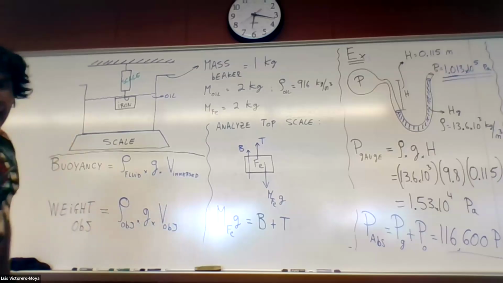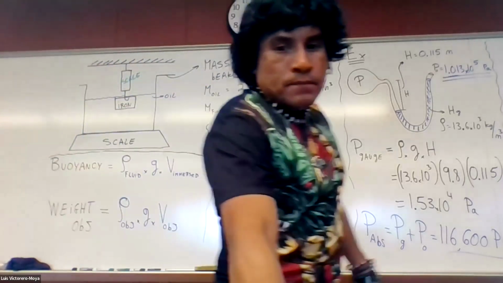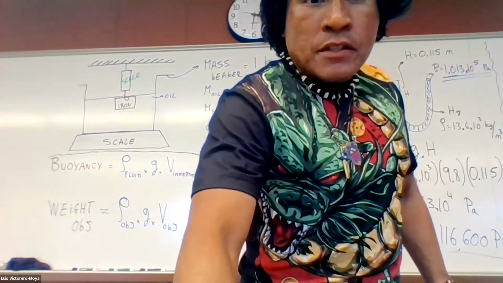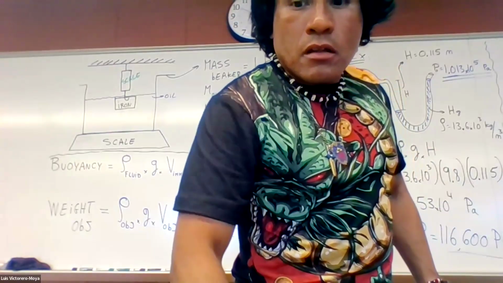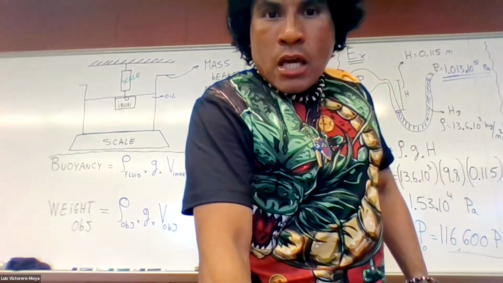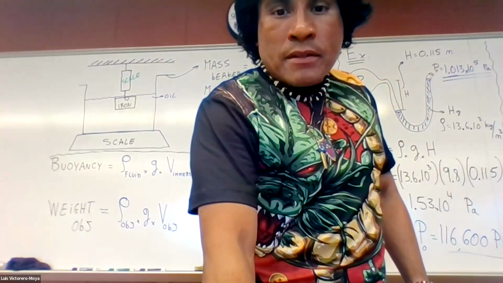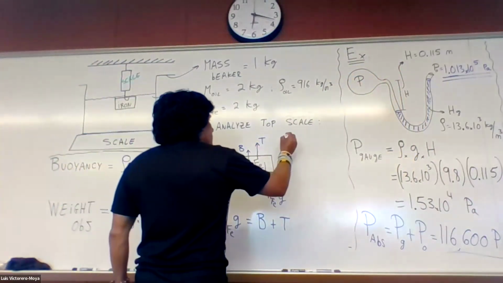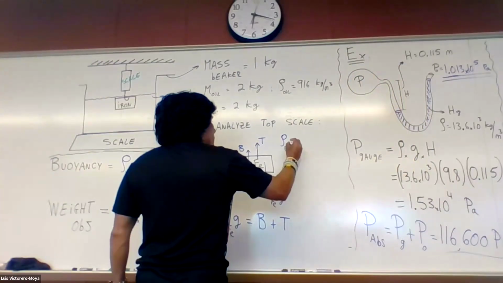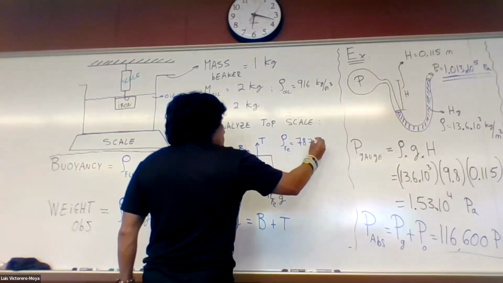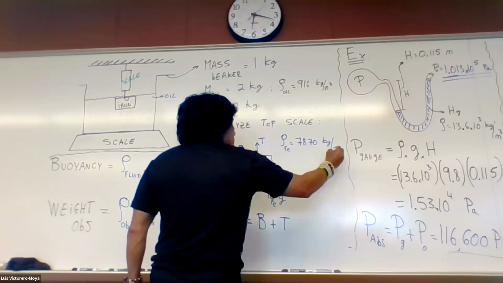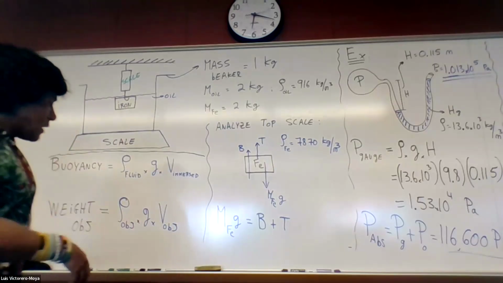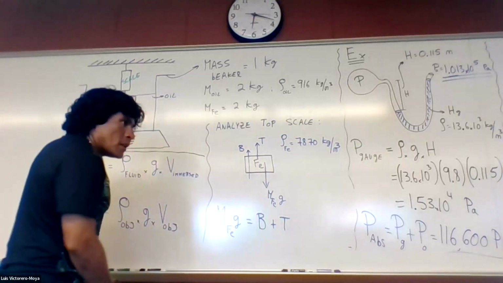So that's iron. So I need the density of iron. You can go in the slides or you can just type density of iron. And if I type it, I get 7,870. All right. So the density of iron is 7,870 kilograms per meter cubed. All right. So let's calculate this. Let's find the reading on the scale.